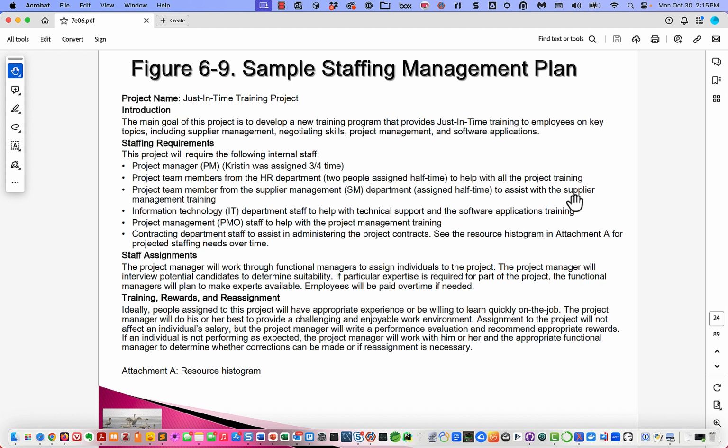So here's a staffing management plan for the just-in-time training project. And we're talking about, in some cases, individual people. So Kristen was assigned three-fourths time. In other cases, we're talking about kind of numbers of people. We're talking about staff assignments and issues like training, rewards, and reassignment. And again, I'll leave you to read the details on your own.